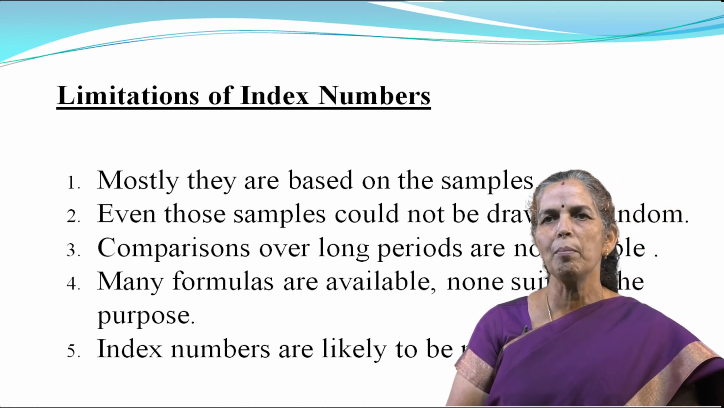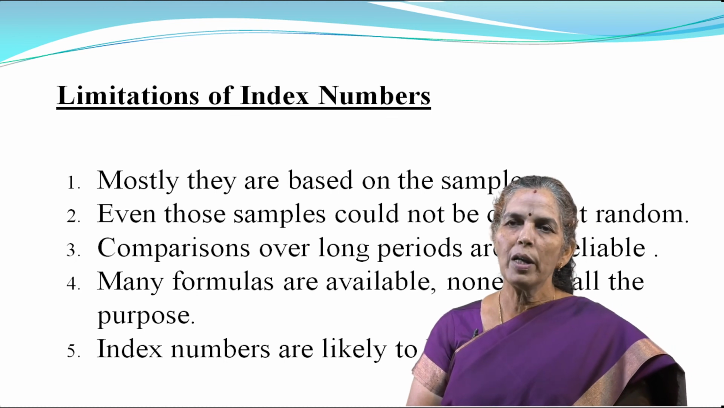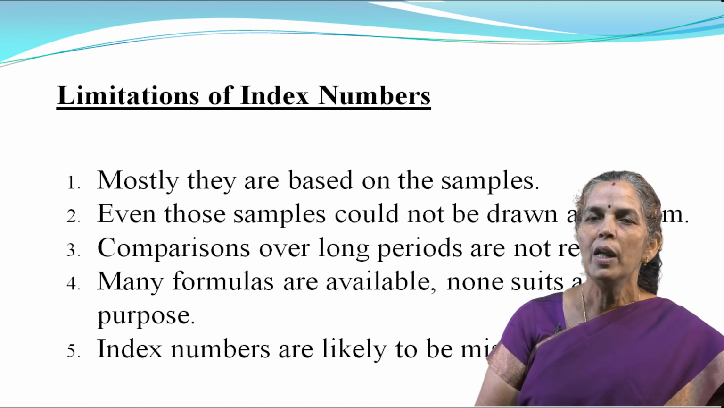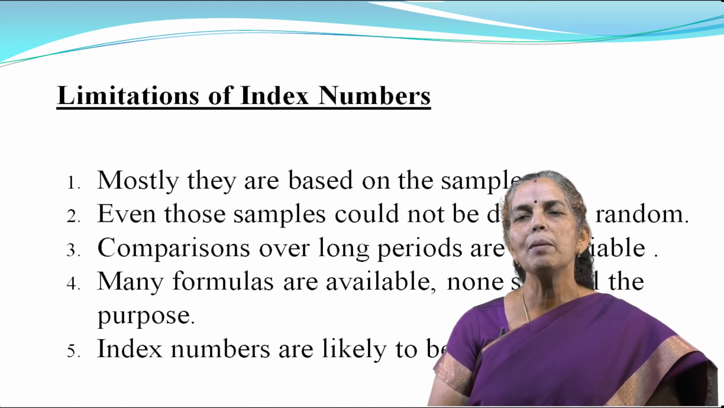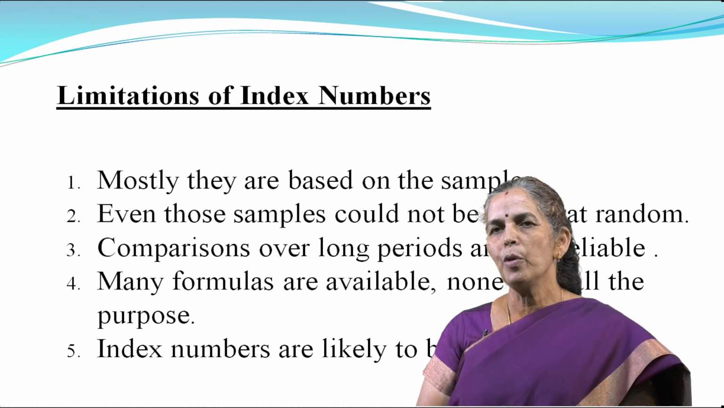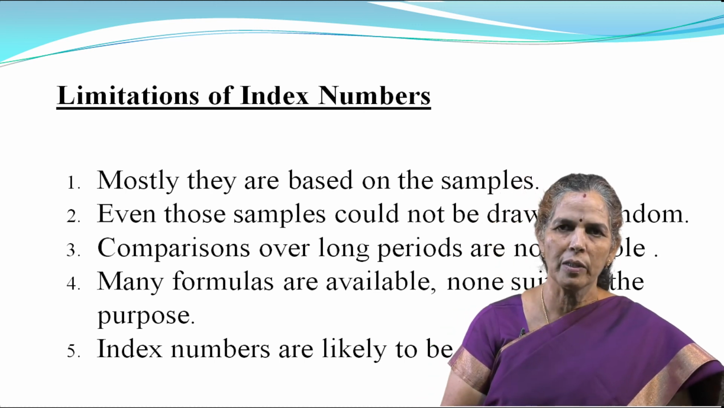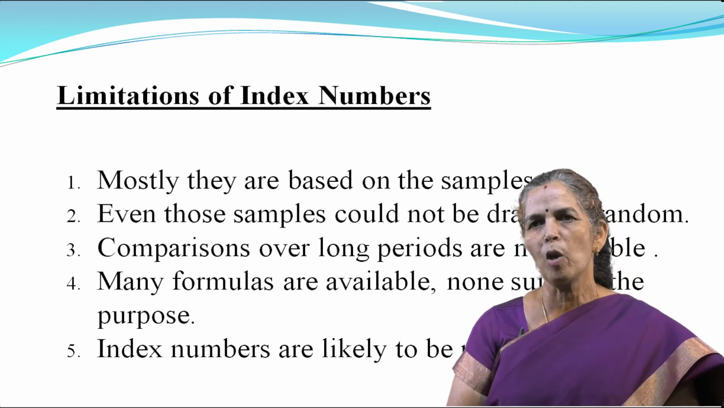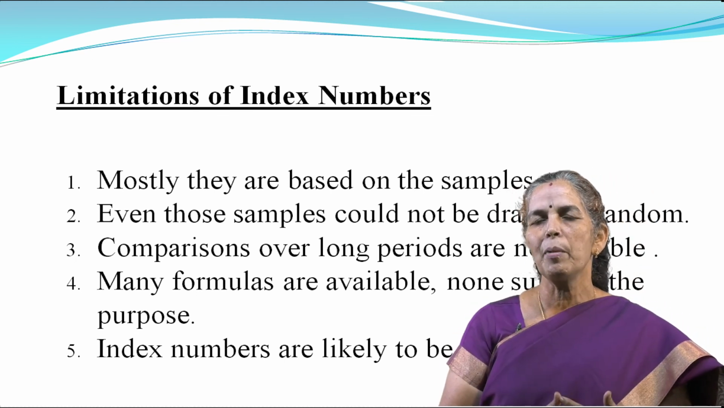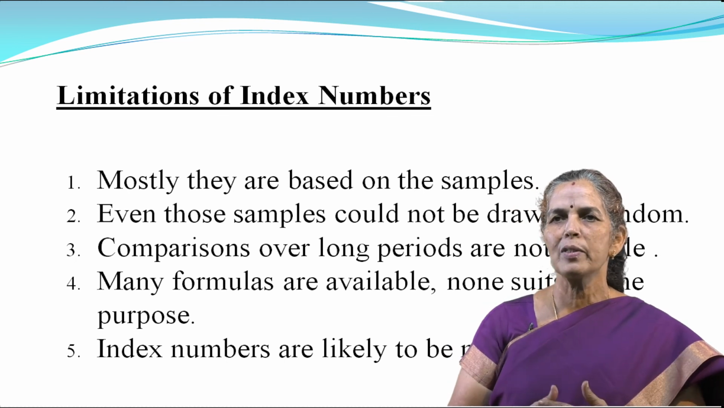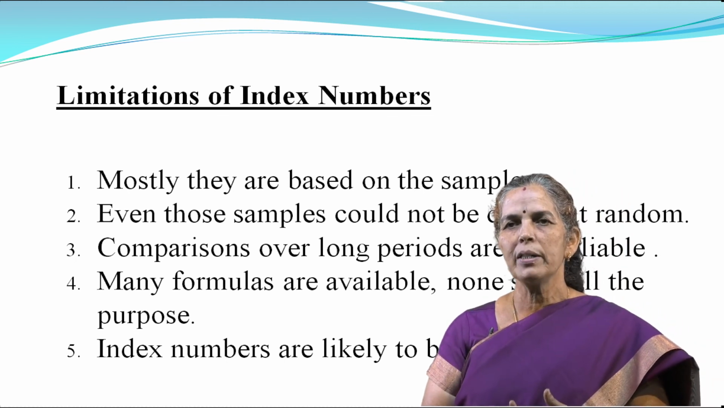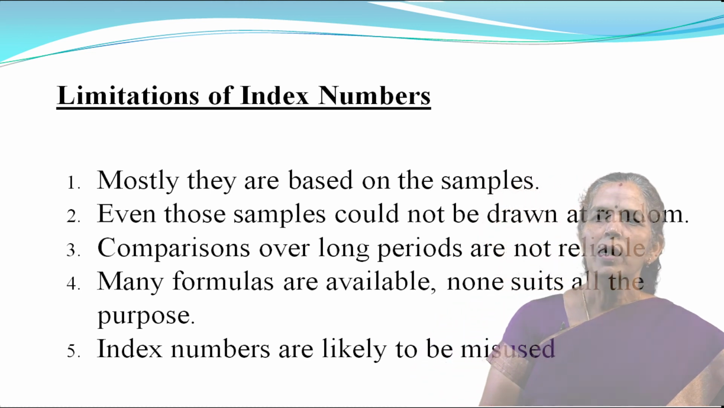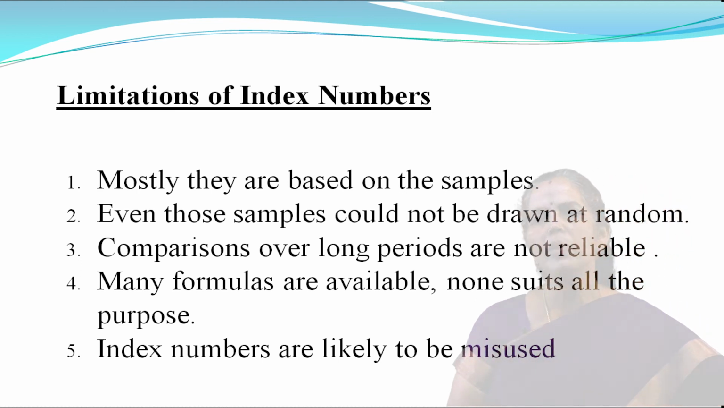Number 2, even those samples cannot be drawn at random. Drawn at random means we have to give equal importance to all items in the population. It is not possible. Only we take a deliberate sample. So, a deliberate sample won't accurately represent the population. This is another drawback. Number 3, comparisons over long periods are not reliable because certain items and commodities that existed in the past do not exist in the present. Some new commodities in the market in the current year did not exist in the past. Therefore, comparisons over long periods are not reliable.